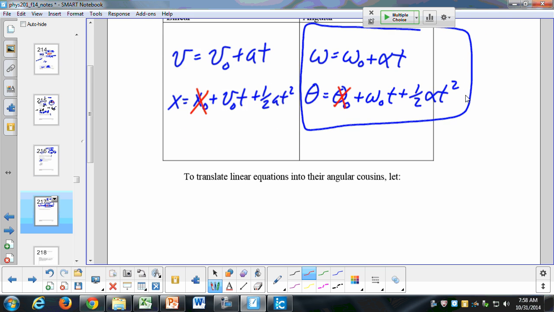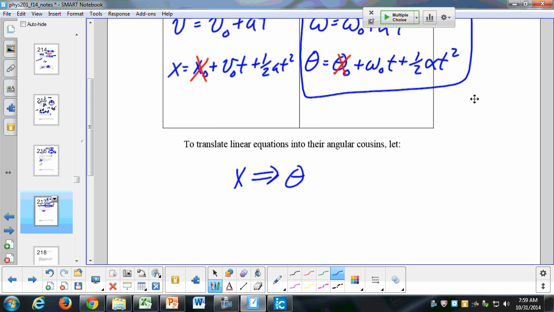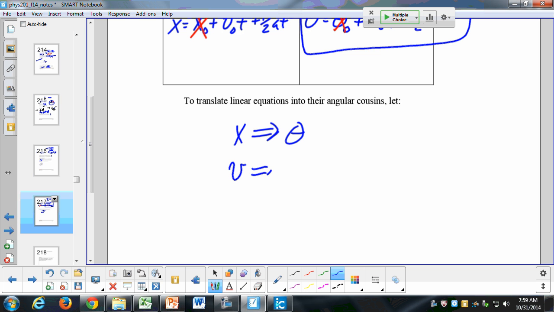And again, if we think about this in terms of changing our linear equations to our angular equations, I've already written this, let me write it again because it's worthwhile. Basically, we're taking x and replacing it with theta. We're taking v and replacing it with omega, and taking a and replacing it with alpha. So we have theta, omega, and alpha that we use to describe the position of objects moving in a circular path.